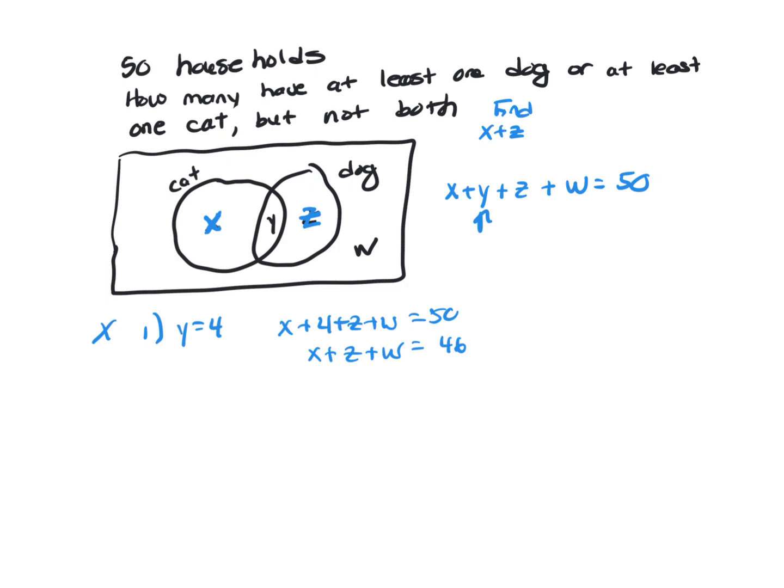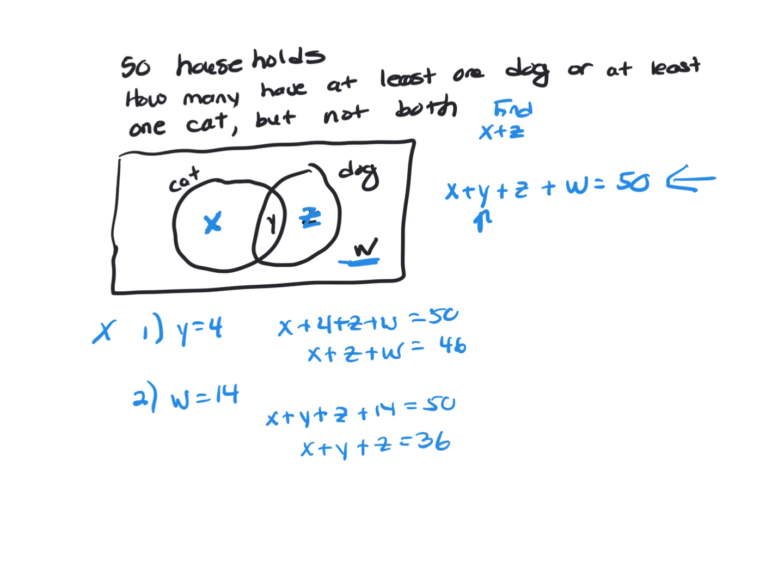All right, clue 2. The number of households that have no cats and no dogs is 14. That's W equal 14. That's this guy out here on the outside. They do not have either. So that's going to go back up here, and that would be X plus Y plus Z plus 14 equal 50. And that would be X plus Y plus Z equal 36.